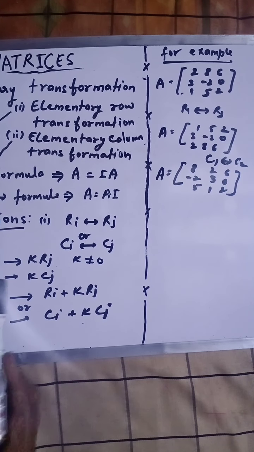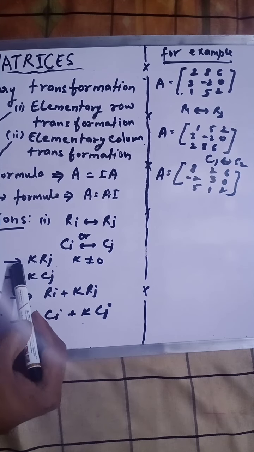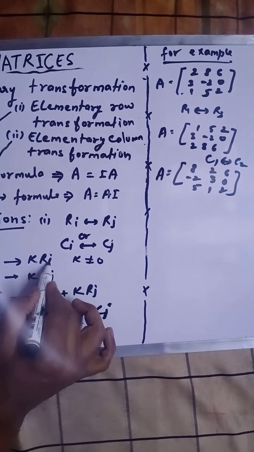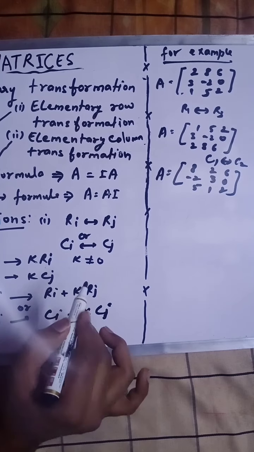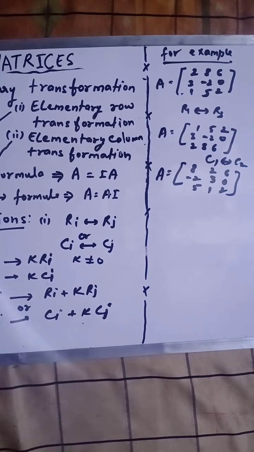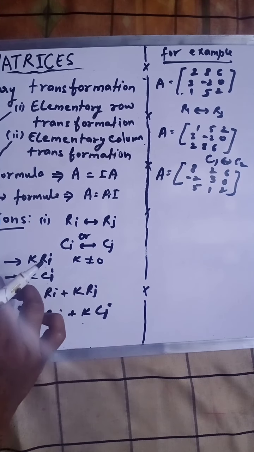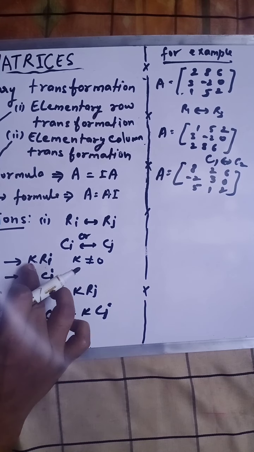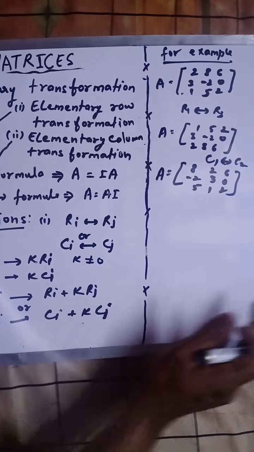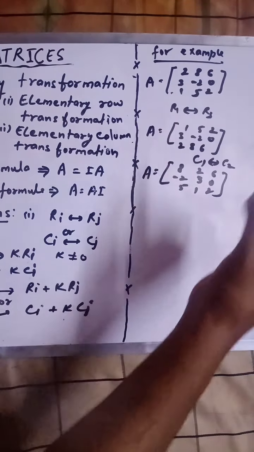Now, the second operation is Ri goes to k times Ri. You can multiply any row or any column by any constant value. Suppose Ri changes to k times Ri. You can multiply any row with any number like 5, 6, 7. For example, if I want to multiply the second row.